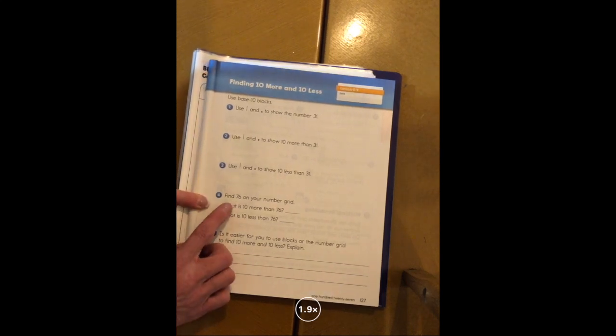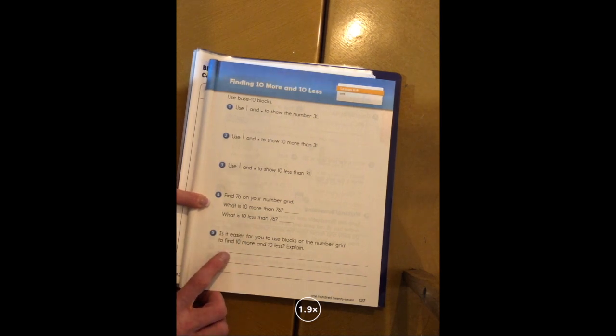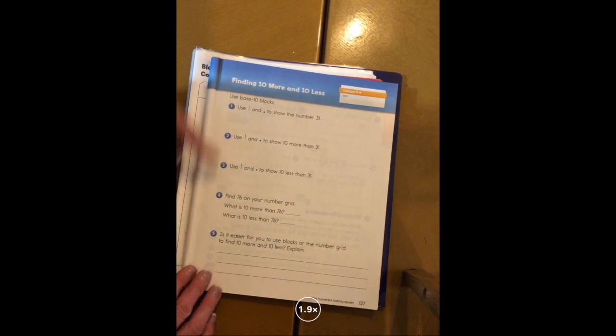So you're going to finish this page. You're going to find 76 on the number grid. What is 10 more? What is 10 less? Is it easier for you to use blocks or the number grid to find 10 more and 10 less, and explain? Okay.